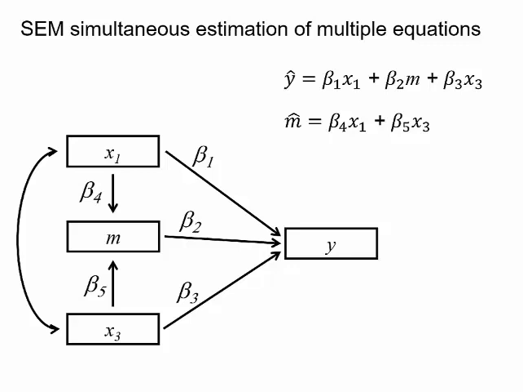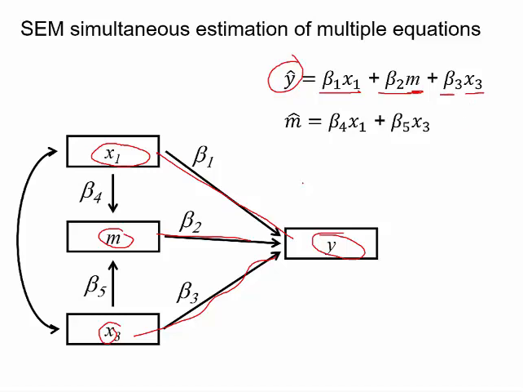So one part of this picture is the same exact model that I've been showing you all along, where I'm predicting y using 3 variables. Here I have x1. Instead of calling that x2, I'll call that m, maybe for mediator, and x3. So I've got 3 variables predicting y. And that's the same equation we've been looking at all along, where I say y hat is equal to slope 1 times x1, slope 2 times, now I'm calling this m for mediator rather than x2, and slope 3 times x3.